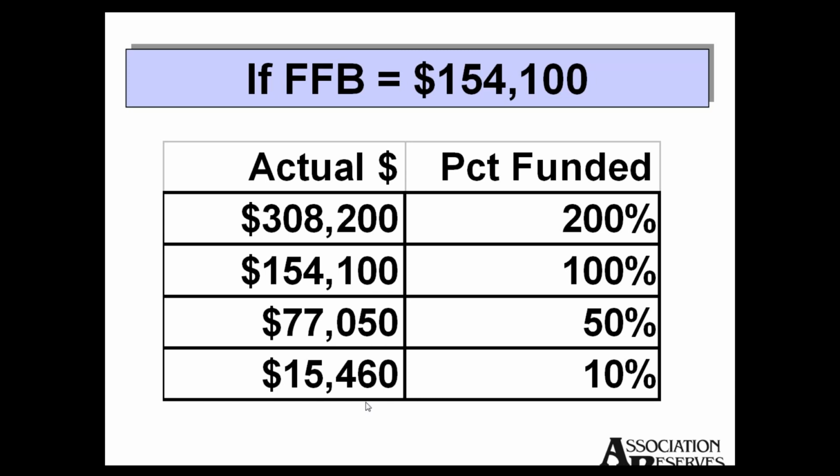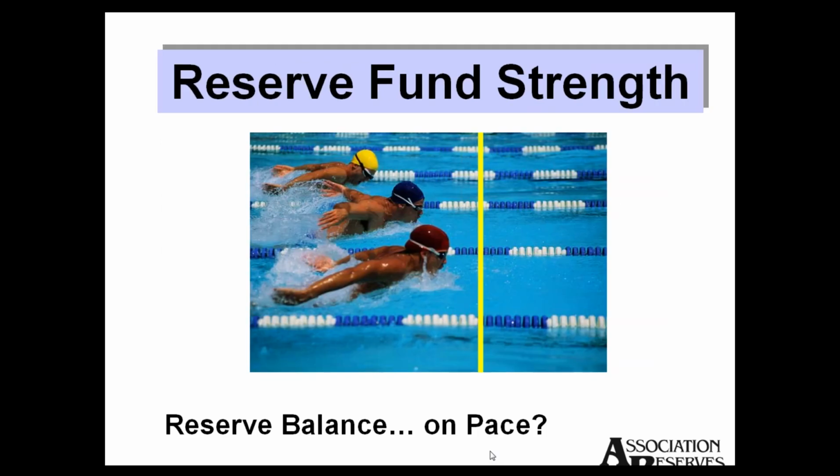You can make informed budget decisions. These associations down here need to be strengthening their reserves, and this association here has a surplus so they can start to bleed off or diminish. And it answers the question, has our reserve fund balance kept pace with the expenses at our association? So this is what we're talking about here.